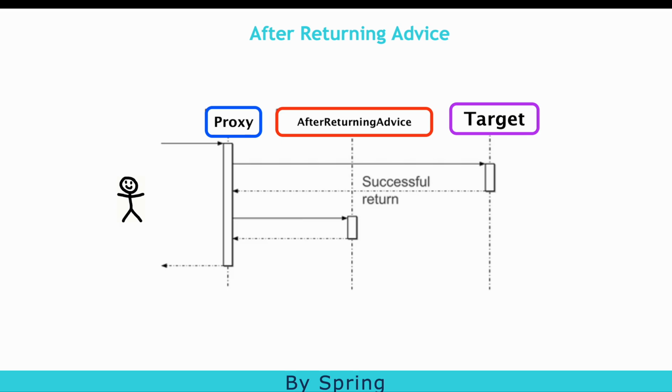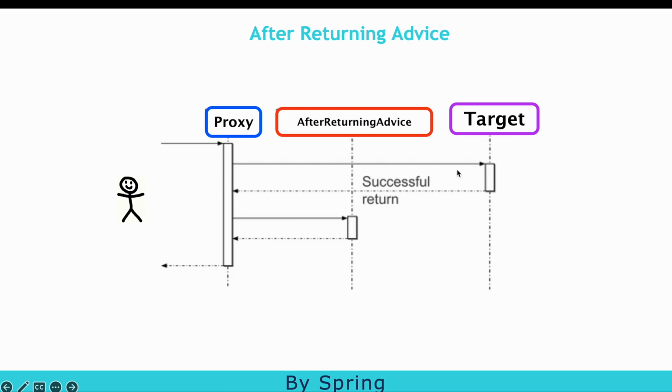Then we have after returning advice. With the after returning advice, the call will come to a proxy. Then the proxy would go to a target. When the target returns successfully, that means the method execution on the target object does not throw any exception, the proxy will then call the after returning advice. Then the after returning advice will return control to the proxy, which will then return control to the caller.